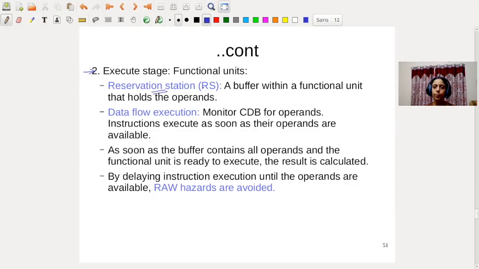So the reservation station also plays a role. As we know, it is a buffer which is going to hold the instructions till the operands are available. And then as part of the execute stage, we are going to keep monitoring the CDB for operands. And as soon as the operands are available, we are going to issue the instructions to the functional units. And that is how we are going to avoid these RAW hazards, or in fact, we're going to delay these RAW hazards by waiting in the reservation station till the operands are available. And then we execute the instruction.